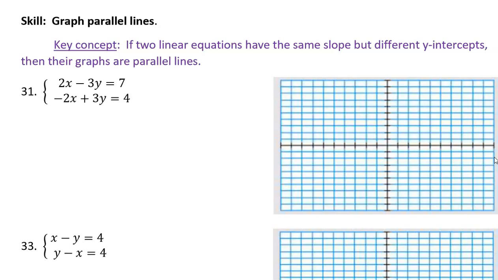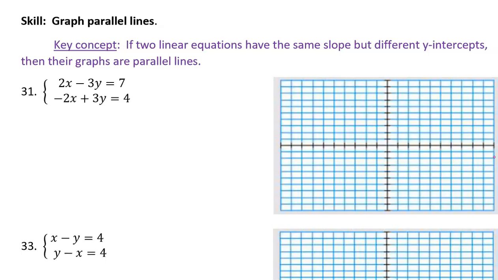Now, next skill. What about graphing parallel lines? Parallel lines run side by side. They have equal spacing between them. Parallel lines have the same slope, but they'll cross the y-axis at different places. So number 31, what we're asked to do is graph both of these linear equations.